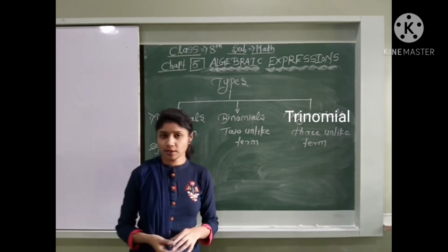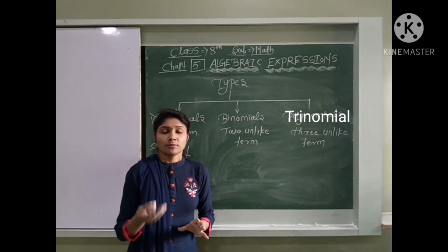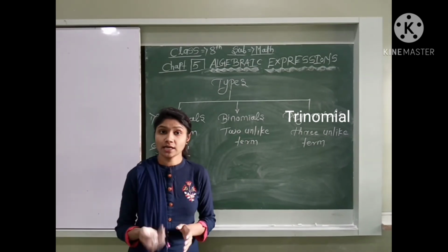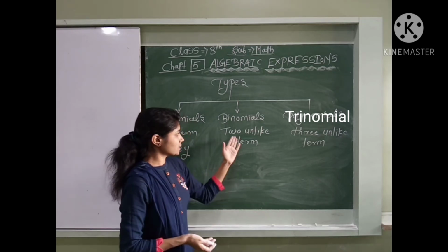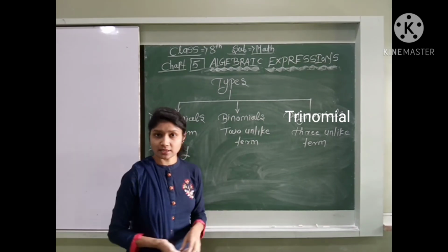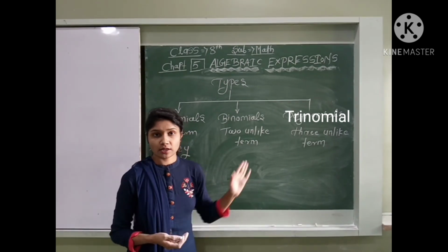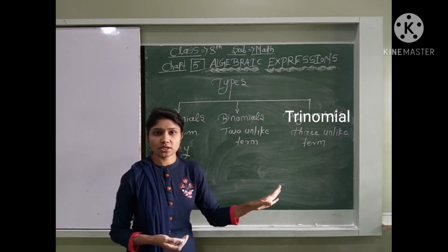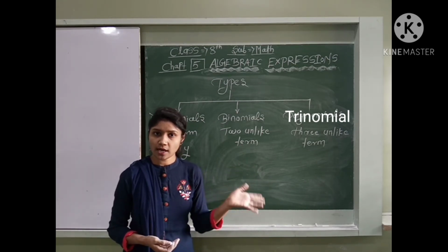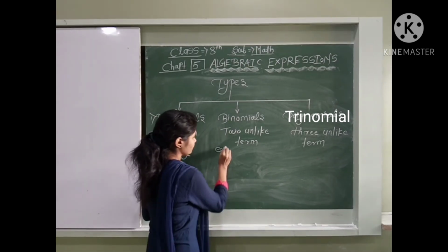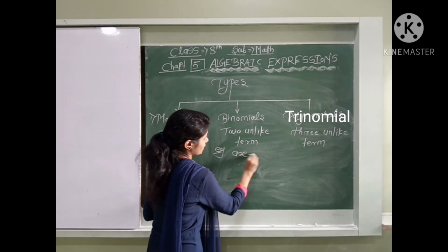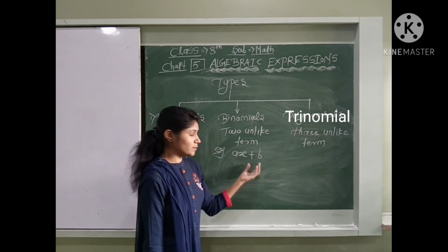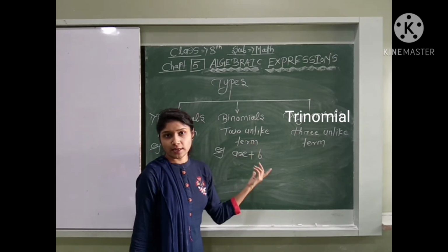Second one is a binomial. What is meant by binomial? If you say a binomial algebraic expression, then it contains two unlike terms. If they have two unlike terms, then you have to say that the given expression is a binomial algebraic expression. For example, ax plus b. How many terms does it contain? These are unlike terms. ax plus b is a binomial expression.